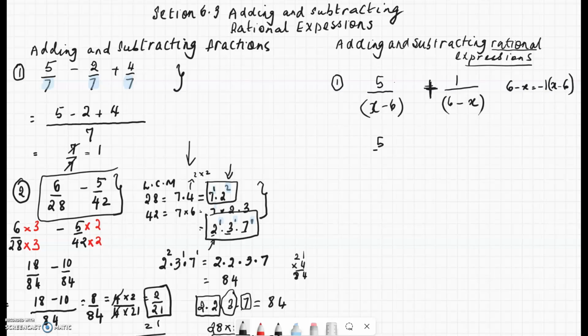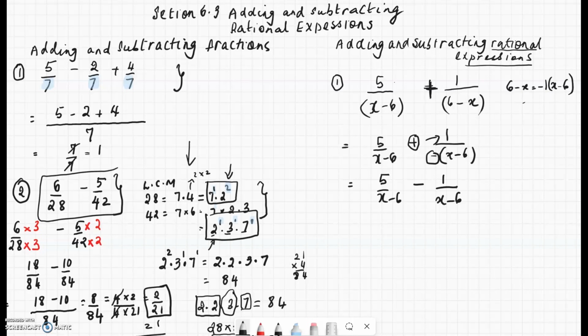is easy to find if you do one little thing. So x minus 6 plus 1 over the negative of x minus 6. This is equal to 5 over x minus 6. Positive in the numerator, negative in the denominator makes it a negative expression. And notice now we have the exact same denominator.